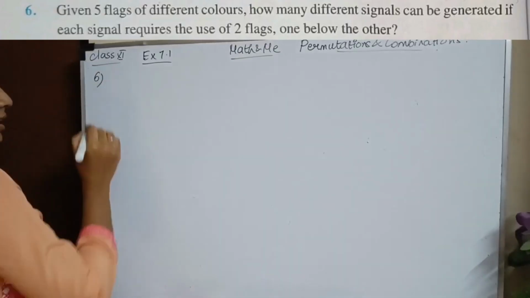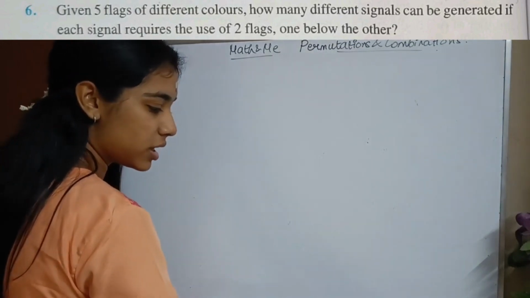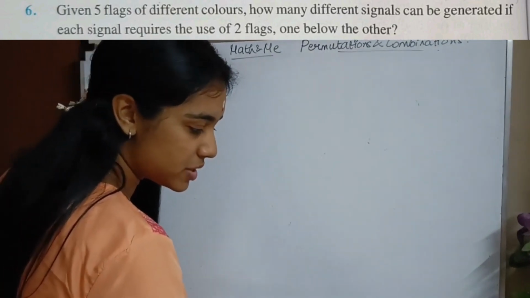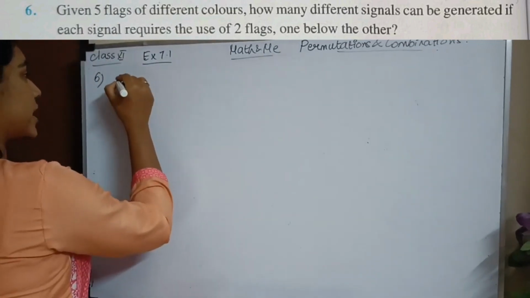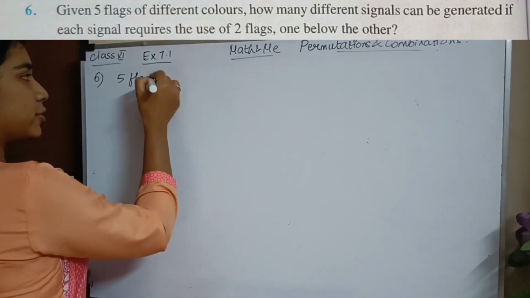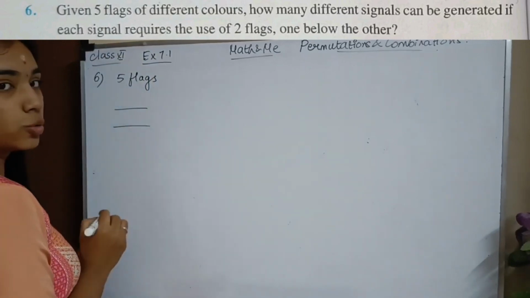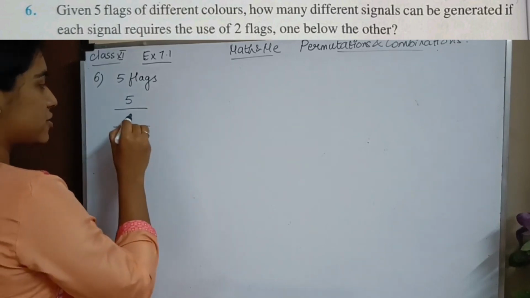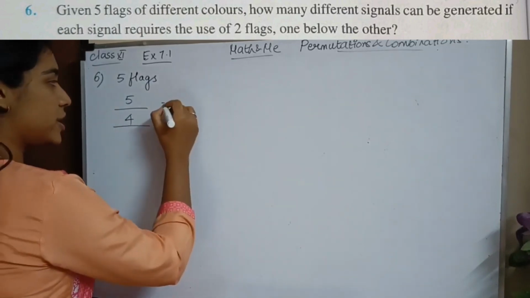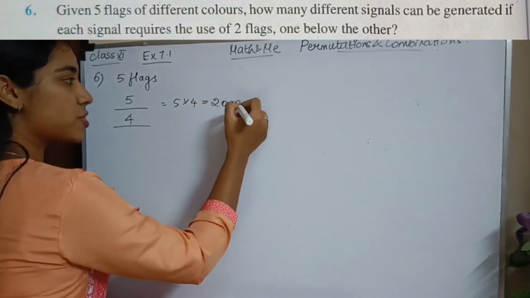Sixth question. It is a small version of the example question. Given 5 flags of different colors, how many different signals can be generated? Each requires the use of 2 flags, one below the other. So I have 5 flags, F1, F2, F3, F4, F5. I need 2 different flags. First flag I have 5 options. For the next flag I only have 4 options. So in total I have 4 times 5, which will be 20 options.